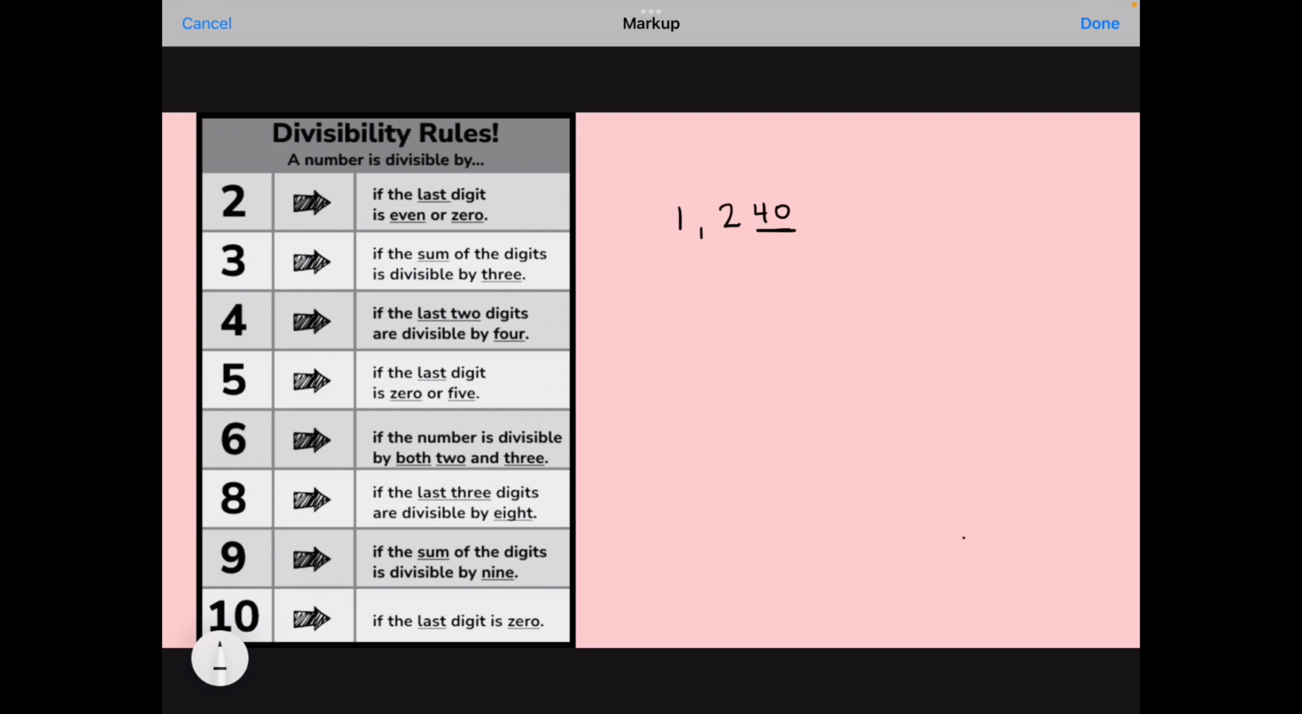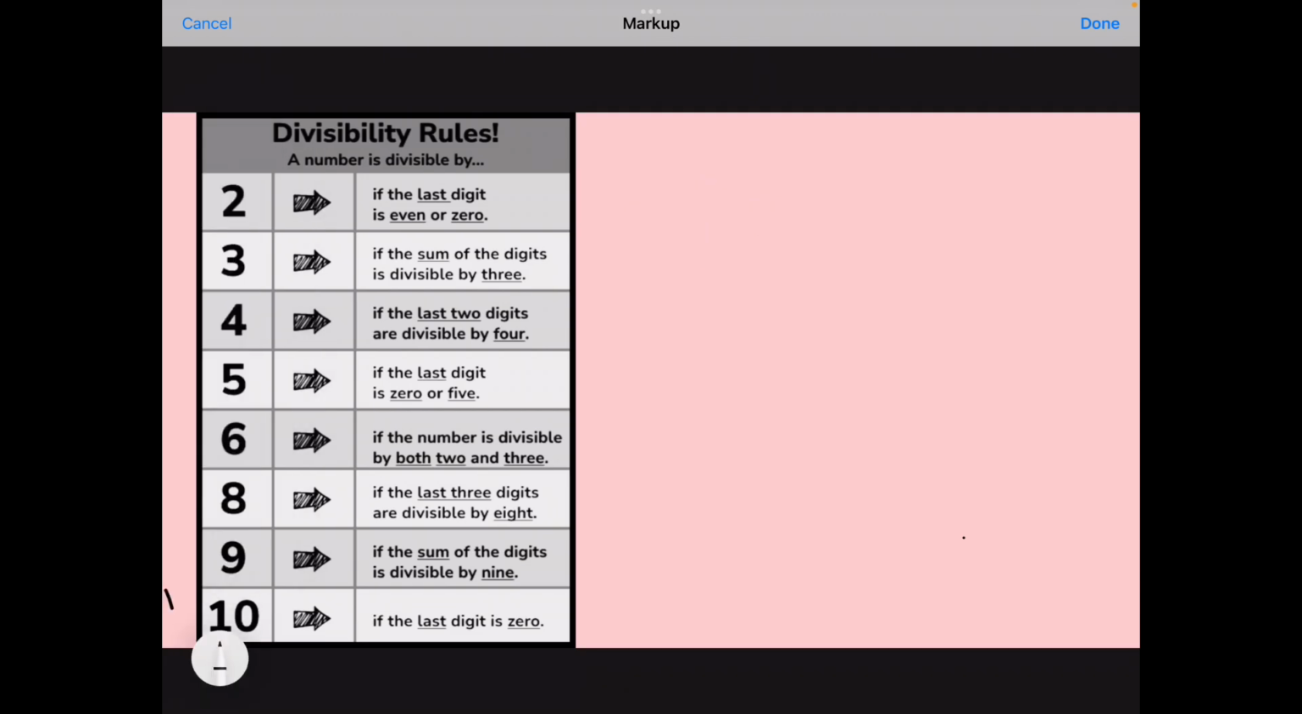So 40 is divisible by 4. I could divide 40 by 4 and get a whole number answer. So this 1,240 number is divisible by 4. I could divide this by 4 and get a whole number answer.